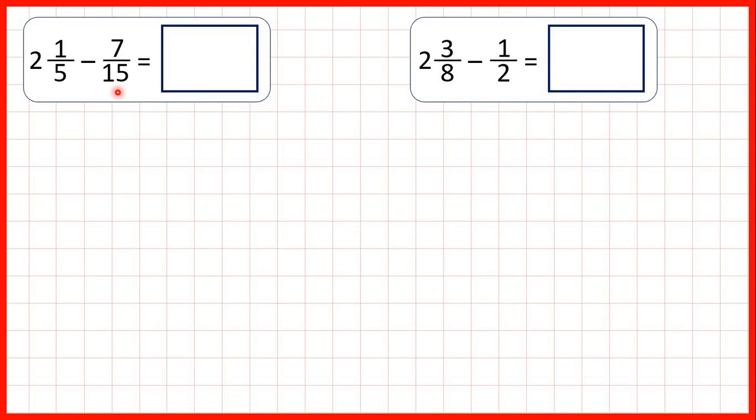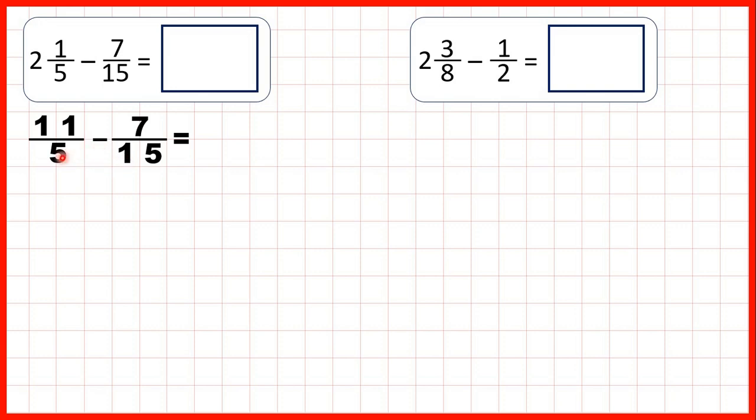So here we're subtracting a fraction from a mixed number, and this time we're going to subtract by first turning our mixed number into an improper fraction. So to turn a mixed number to an improper fraction, we multiply the whole number by the denominator and then add the numerator. So 2 times 5 is 10, plus 1 is 11, so that's 11 fifths. But we need to subtract 7 fifteenths, and to subtract fractions, we need the denominators to be the same.